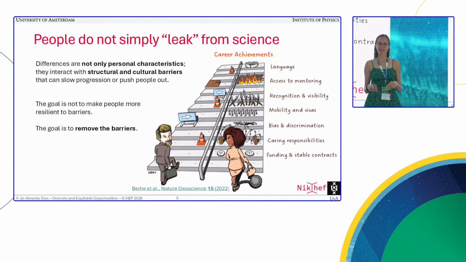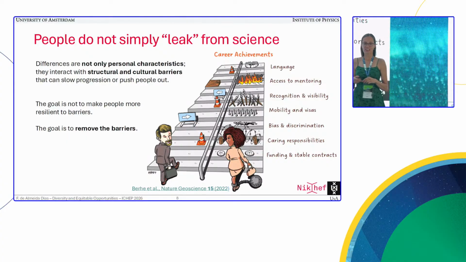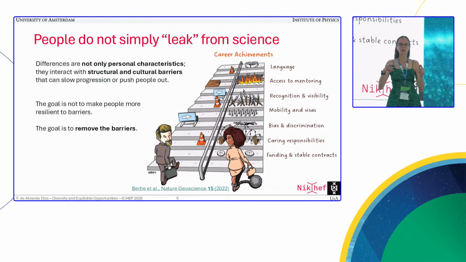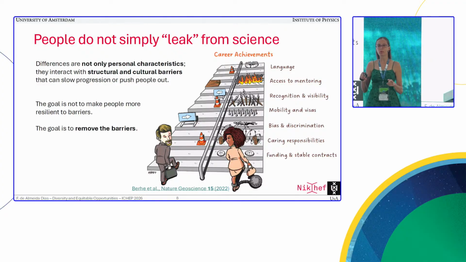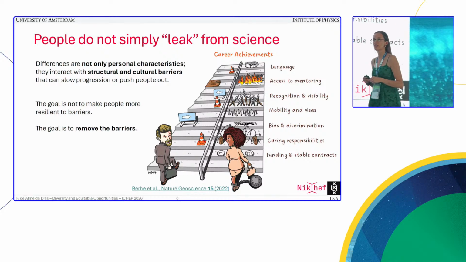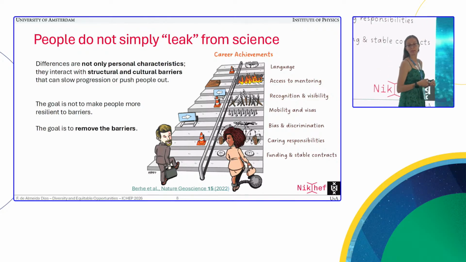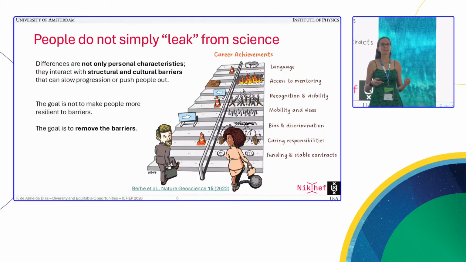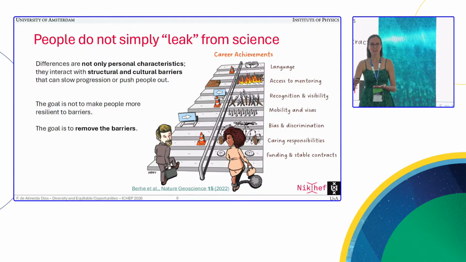So this paper here that I link on the slide, it shows instead this ladder that shows you that different people will have different obstacles which are structurally there in the system. And they are not just personal characteristics. Some people will have language barriers. They will have different access to mentoring. They will have different issues with mobility and visas, bias and discrimination, career responsibilities, funding, and in the case of early career scientists, for example, stable contracts. The lack of stable contracts will really change how you live your career, right?